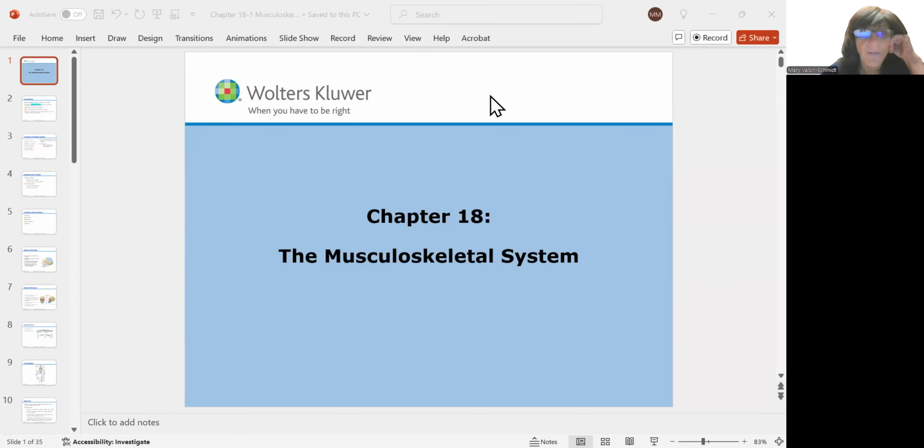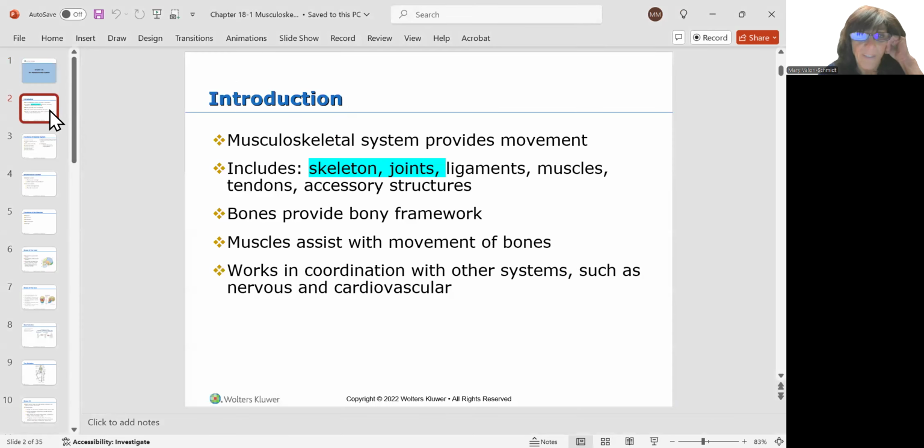Hi guys, so this is chapter 18, the beginning of it actually, 18-1. This is the musculoskeletal system, but we're going to talk about them bones. So the musculoskeletal system, what does it do? It provides movement. It includes the skeleton, all your joints, ligaments, muscles, tendons, etc. It provides a framework for your body, and the muscles help the bones move, and it works in concert with all your other systems like your nervous system and your cardiovascular system.